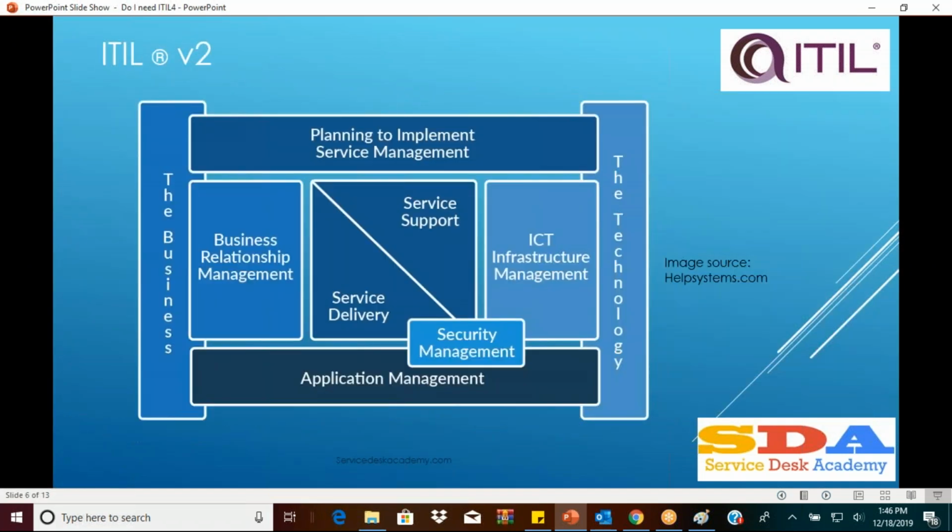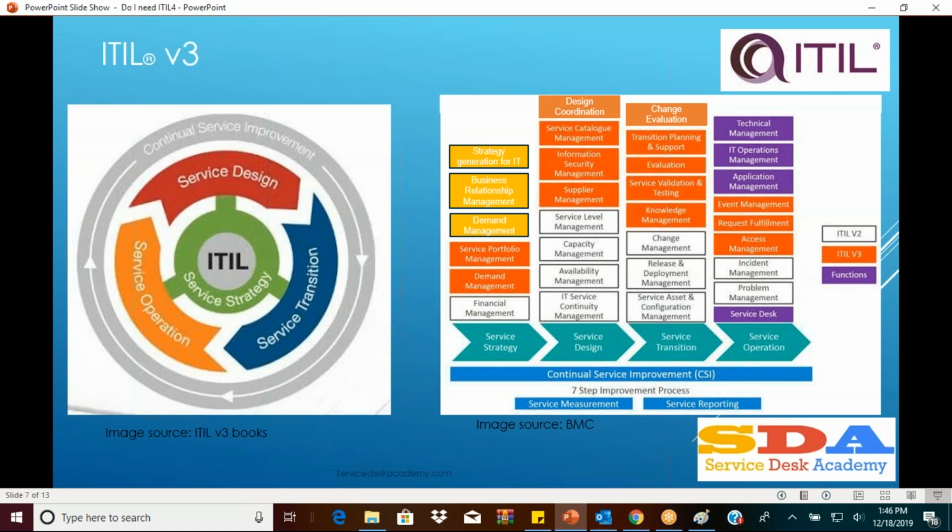So if you look at V2, it was a silo-based approach, and V3 was good. All processes were working in a lifecycle-based approach, but it was like a traditional waterfall approach, right? You understand what a traditional waterfall approach is? Like the water falls from the cliff onto a lake or onto the ground, but the water cannot go back, right? So that is the waterfall approach.